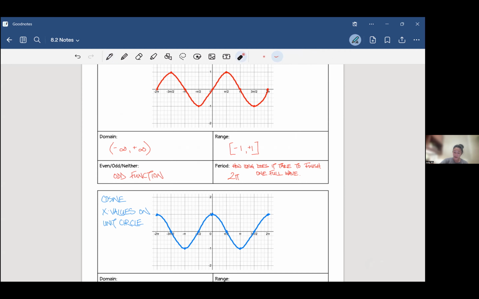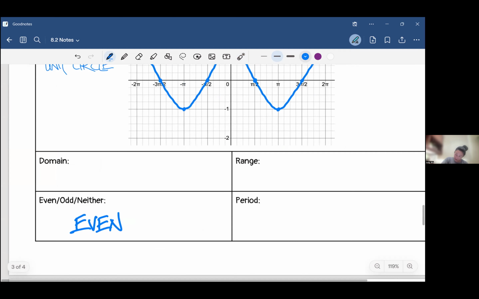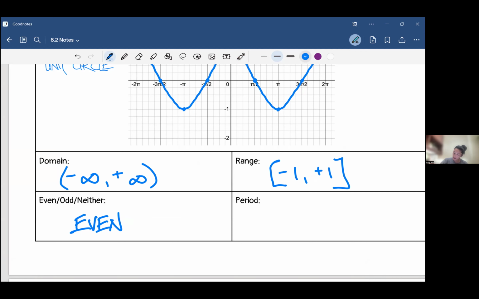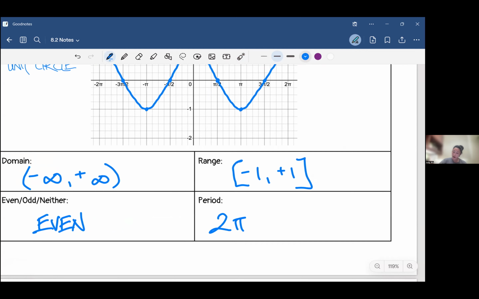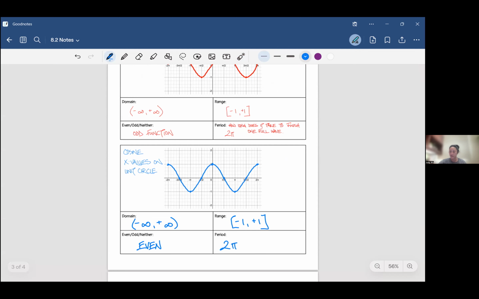Other than that, the domain is the same. It's still going to be from -infinity to infinity. The range is the same because the smallest y value is -1, the biggest y value is +1, and it also takes 2 pi to finish one full wave, right? So look at this. This is one full wave, and that takes 2 pi. Okay, so let's write those out. We've got from -infinity to +infinity for our domain. Our range is from -1 to +1, and our period is going to be 2 pi for the same reason it was 2 pi up above.